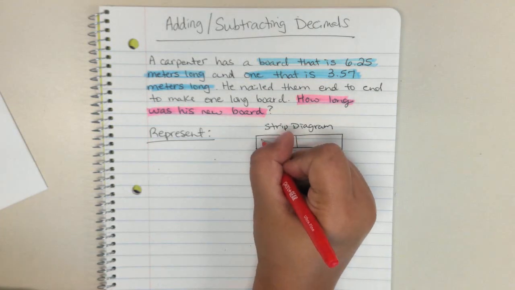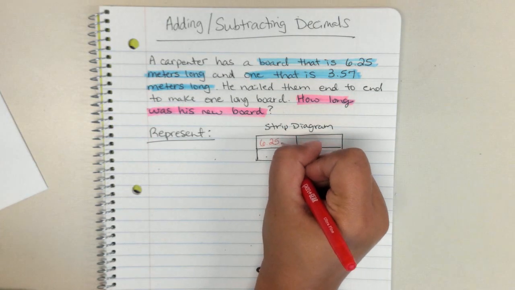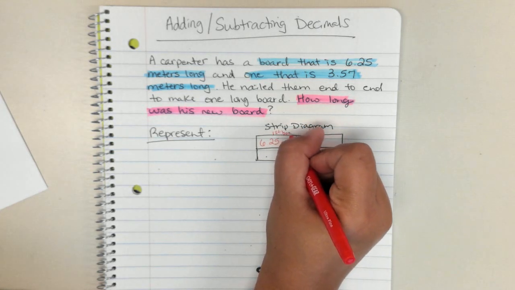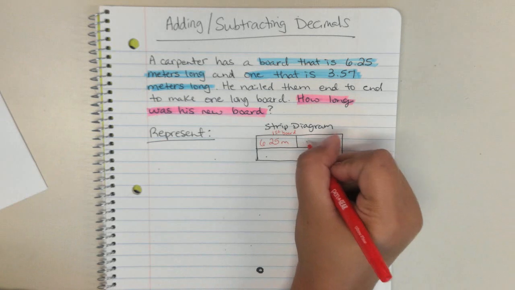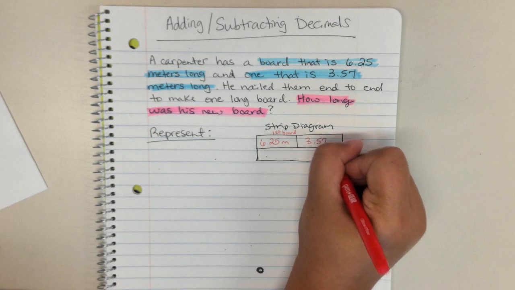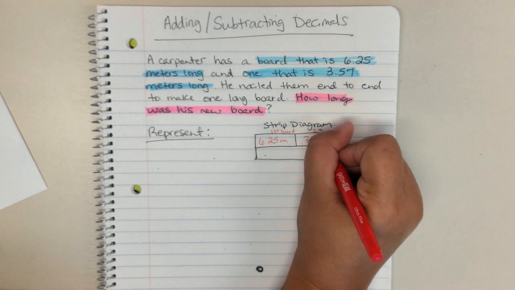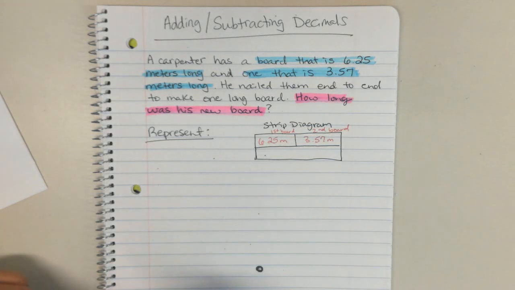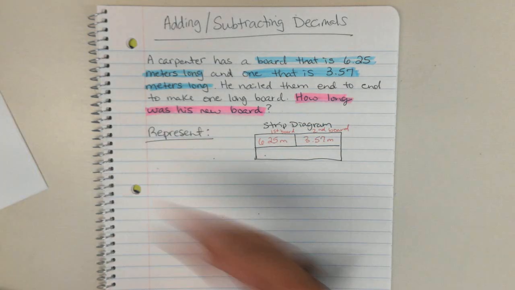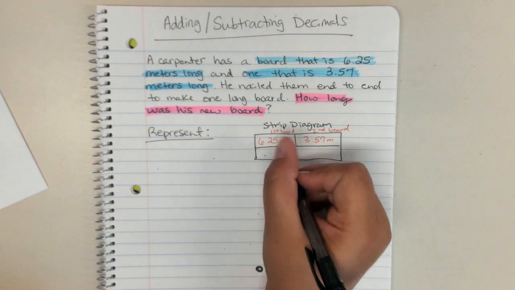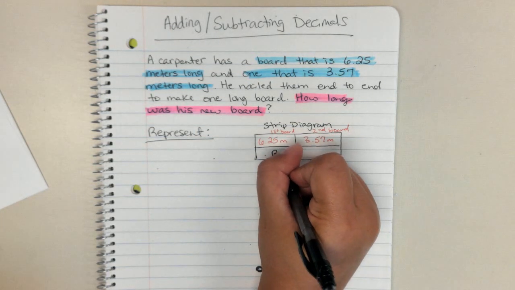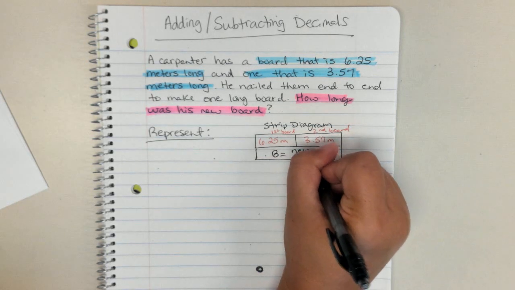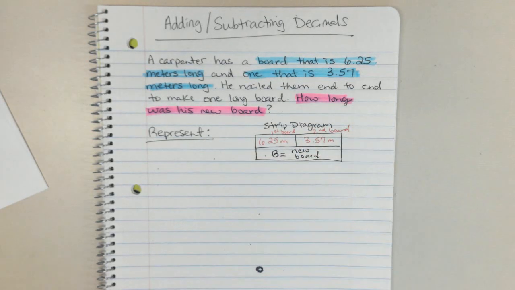So I have the 6 and 25 hundredths meters for the first board. I have the 3 and 57/100 meters for the second board. And then my question is to find out how long is my new board. So I'm just going to use the letter B for board for the new board, because now I have one long piece.